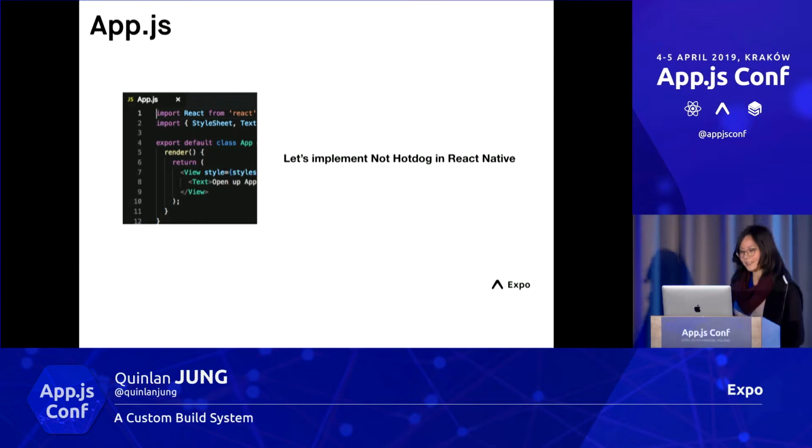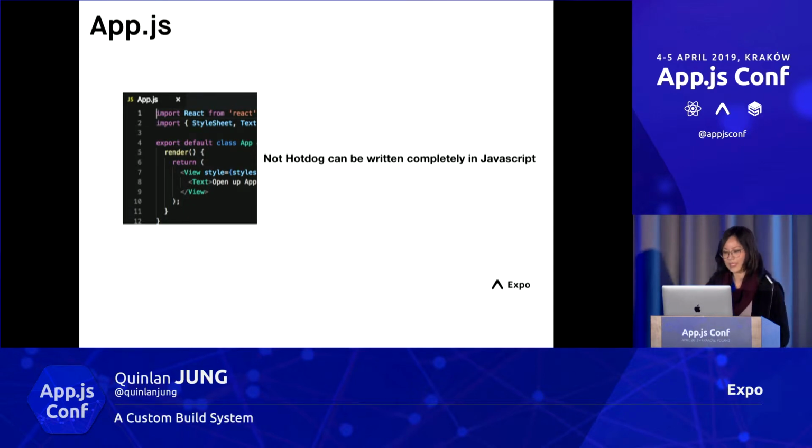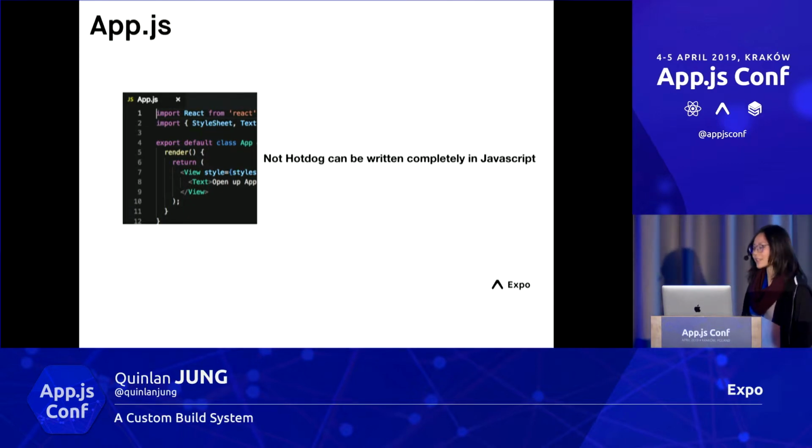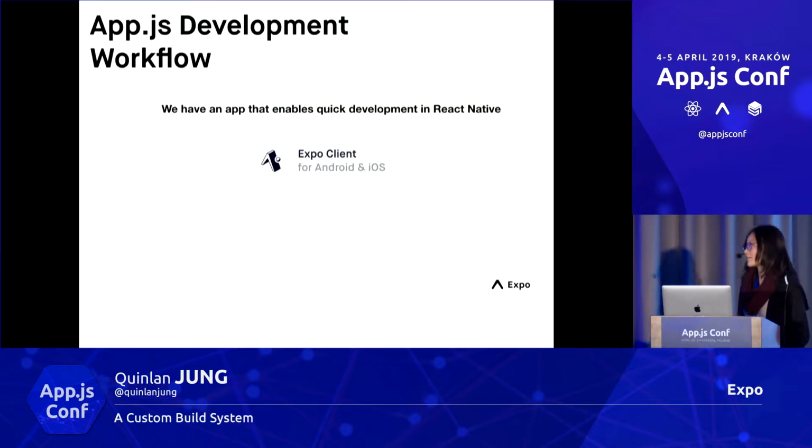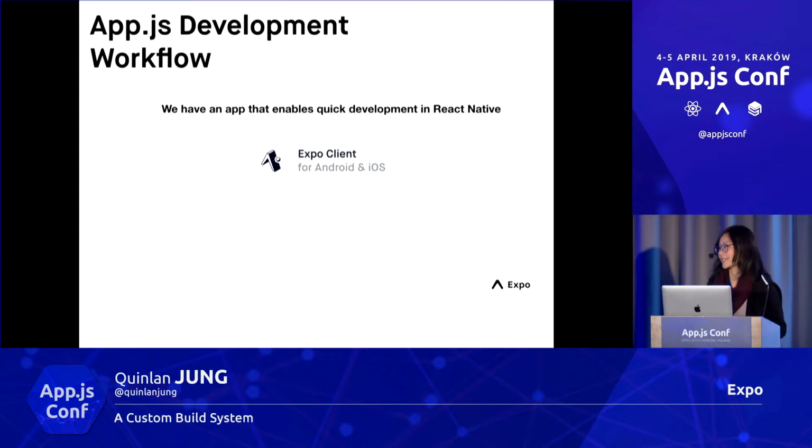All right, so let's take a step back, and let's implement not hot dog in React Native. It's possible to write not hot dog completely in JavaScript. So let's take a look at how a development workflow would work with just not hot dog written completely in JavaScript. At Expo, we've developed an app that enables quick development in React Native. It's called the Expo client, and it's available for download on the Android and iOS app stores.